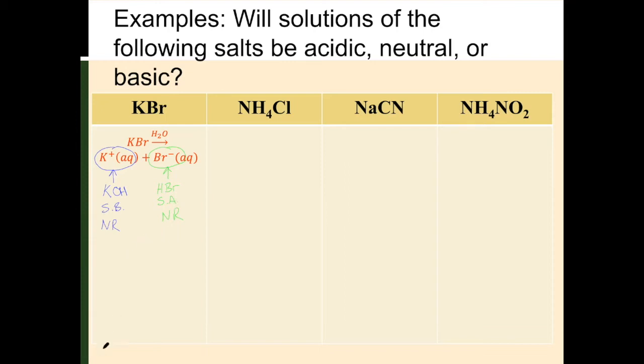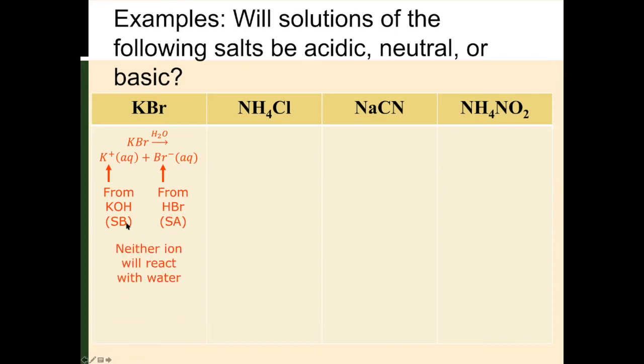Okay, so if that's the situation, then you're going to have a solution that is neutral, because neither one of these ions reacts with water. So it leads to a neutral solution. We analyzed this and figured out the potassium comes from KOH, which is a strong base. We analyzed the bromide, we slapped a hydrogen onto it, and it comes from hydrobromic acid, which is a strong acid. Because of that, neither the potassium nor the bromide will react with water, and so we end up with a neutral pH or a neutral solution.